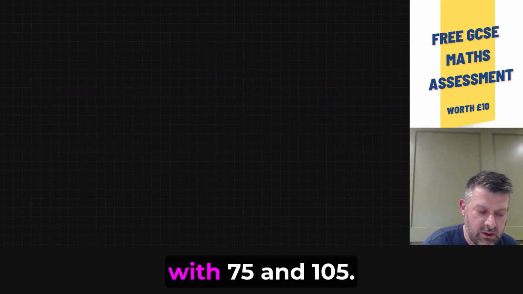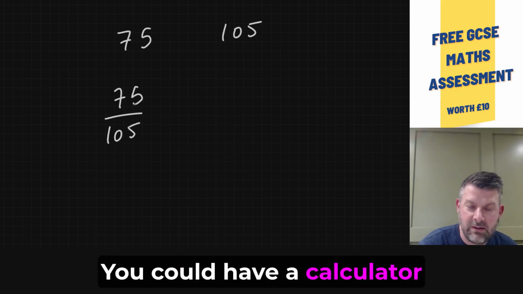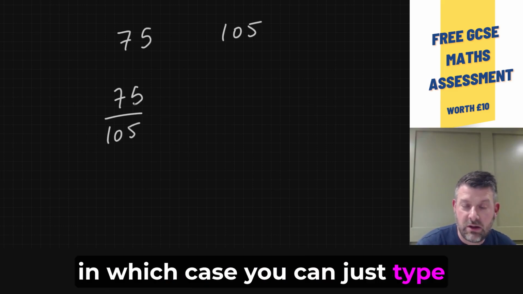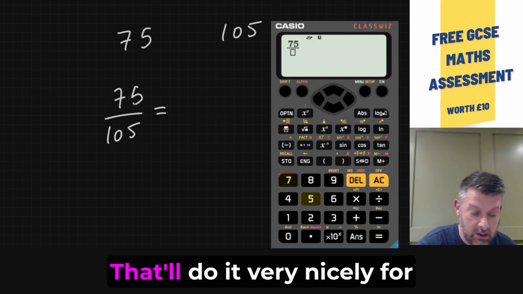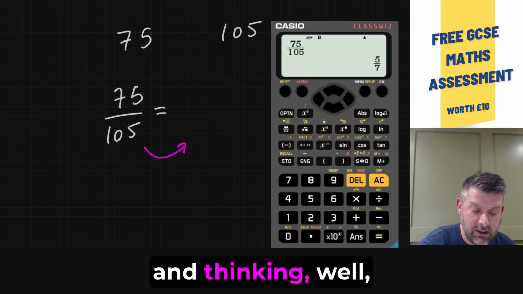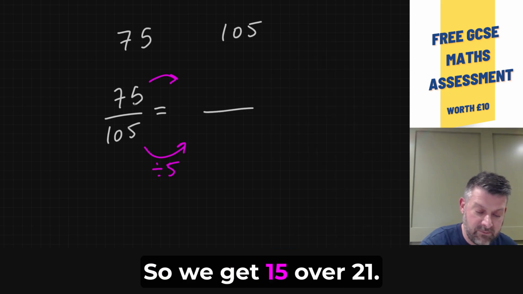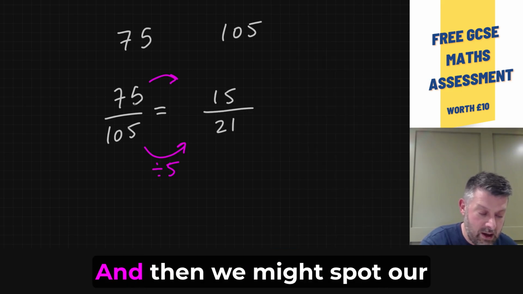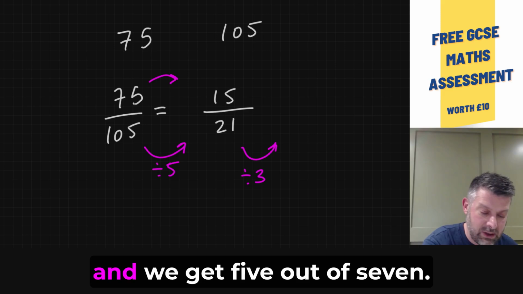Okay, let's do this again with 75 and 105. So bear in mind, this could come up on a calculator paper. You could have a calculator for this, in which case you can just type 75 out of 105 into your calculator and push equals. That'll do it very nicely for you. Without a calculator, we're maybe looking at this and thinking, well, I know I can divide them both by 5. So we get 15 over 21. And then we might spot, 3 goes into both. And we get 5 out of 7.